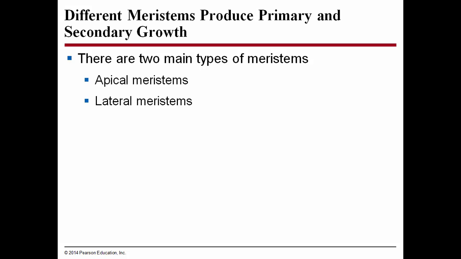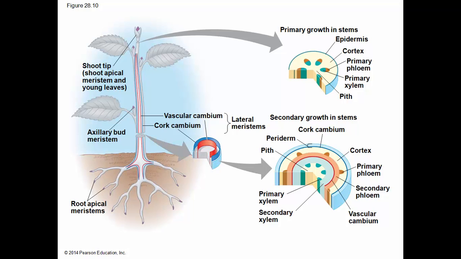Different meristems produce primary and secondary growth. There are two main types of meristems: apical meristems, which form the growth on the tip of the plant, and lateral meristems, which form growth within the trunk of the plant. Okay, so here is the shoot tip apical meristem. Apical meristems add primary growth in length. There are apical meristems here on the end of this plant, and also on the end of the roots.